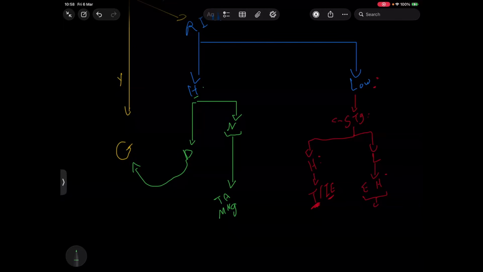If you did your TSH and T3 and T4 and you found them in opposite directions, TSH is going down and T3, T4 is high, what are you going to think about? Primary. It's primary. If you are thinking it's a primary cause, what is the best next step for you now? What are you going to do?